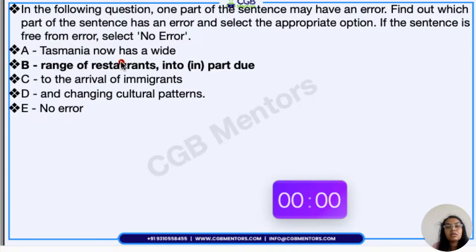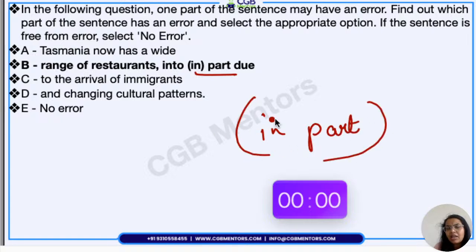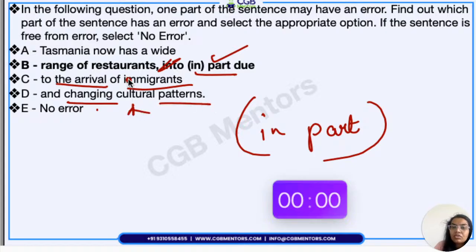Tasmania now has a wide range of restaurants. In part, now in part is when you are reasoning, or anything that is partially because of or due to something, or you just want to convey the meaning that something is partially done. So "in part" is the correct adverbial phrase. In part due to the arrival of what? Of immigrants, and due to changing patterns. But what patterns? Cultural. So that's what we have here.